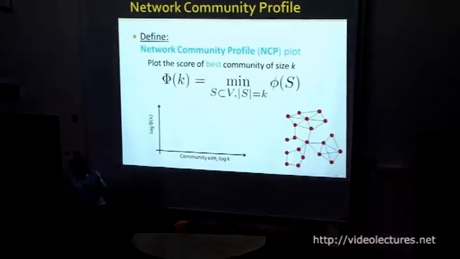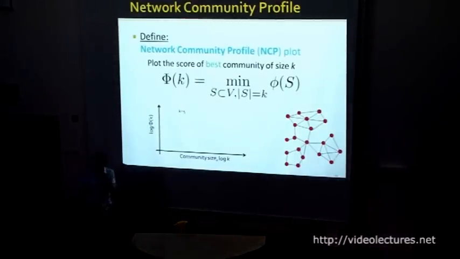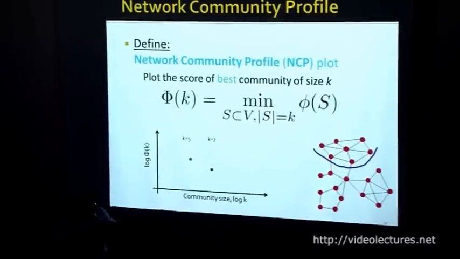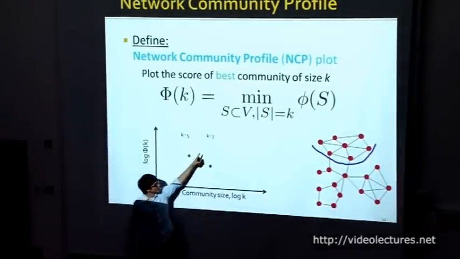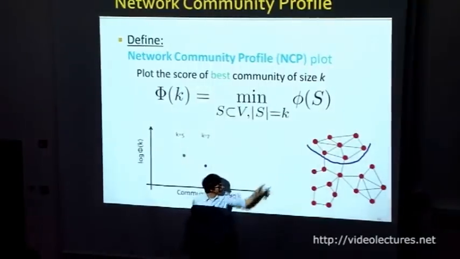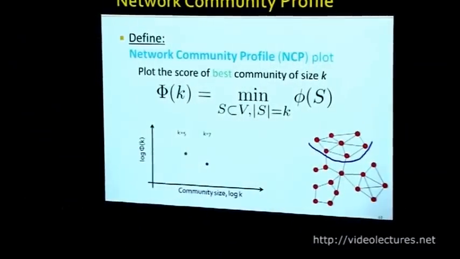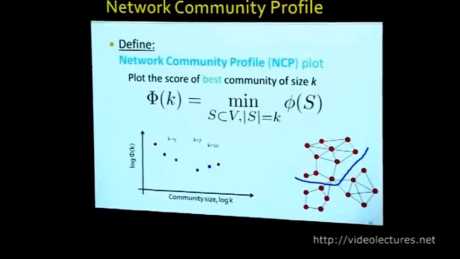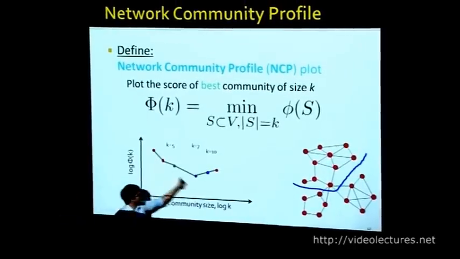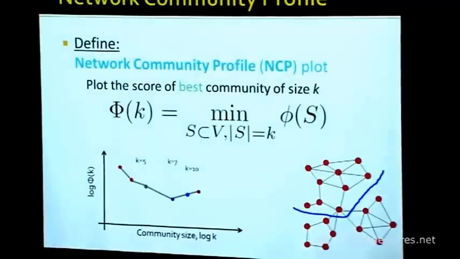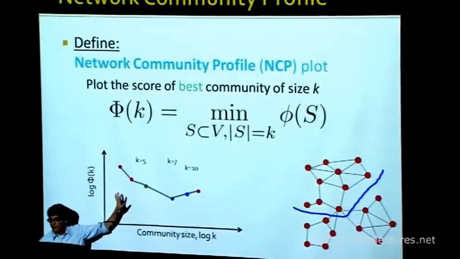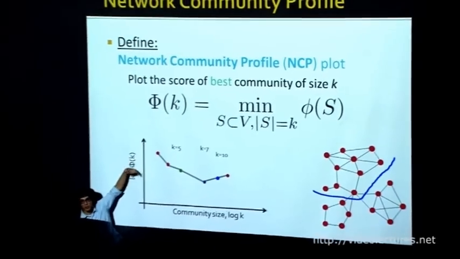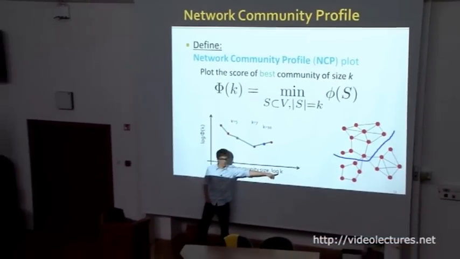So the way you can think about doing this is the following. Maybe I fix k equals 5. I go search over all possible subsets of size 5. I find the best one, and that gives me a dot, right? And then I say, okay, what is the best cluster of size 7? Here it is. This gives me a dot. And I do this for every possible k. This would be maybe the best cluster of size 10. I have it here. I do this for all possible k's, and I get a line. So all this is doing intuitively is to say, I have cluster size here, and this tells me the score, the quality, of the best cluster of that particular size.